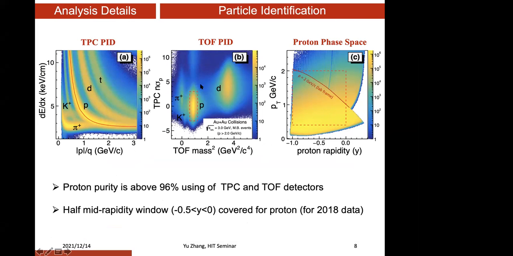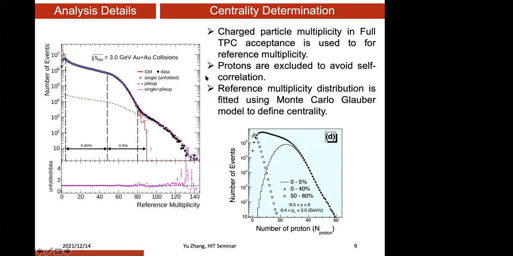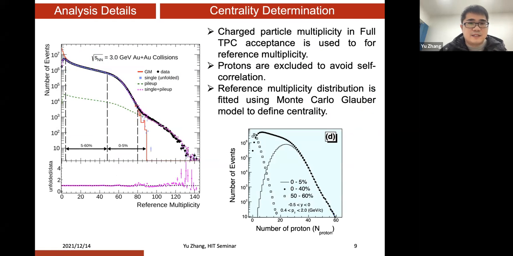Okay, so I'll start here briefly. Show this slide. So the centrality: we use the reference multiplicity to define centrality and use a Glauber model to fit the data and define the different centrality classes. And the blue dashed lines are for pileup correction, which I will show in later slides.